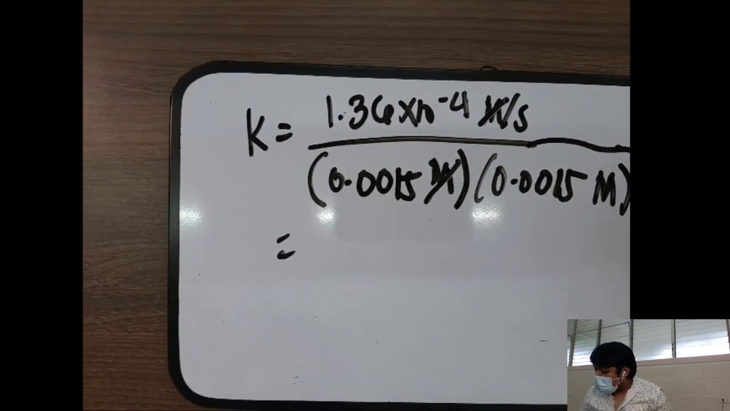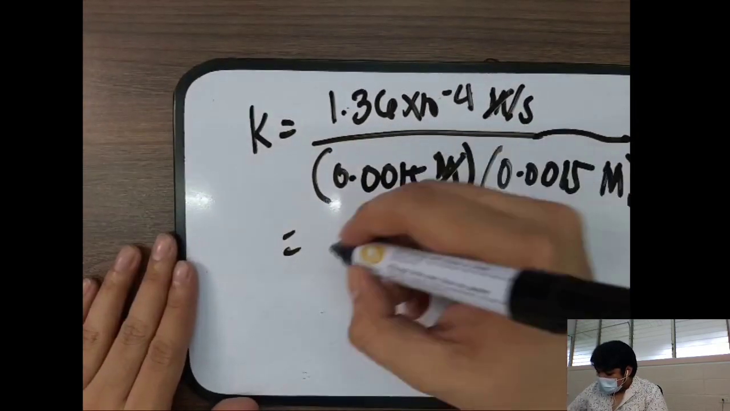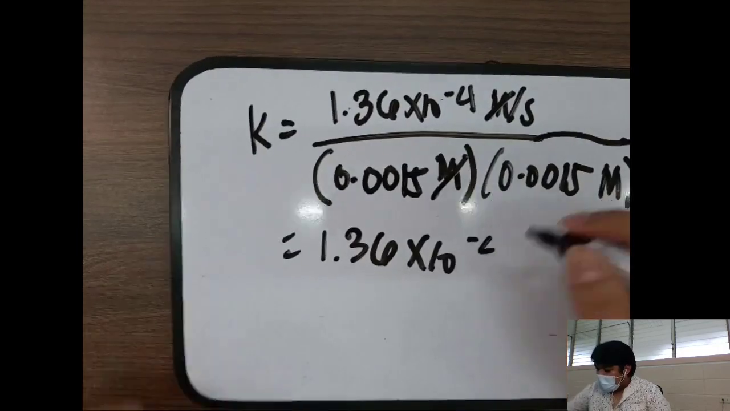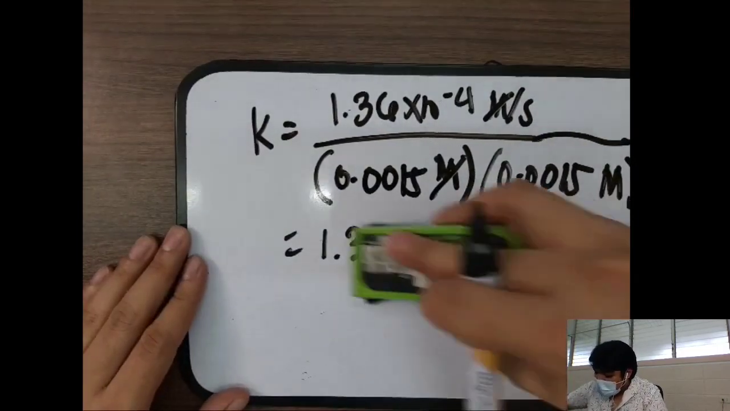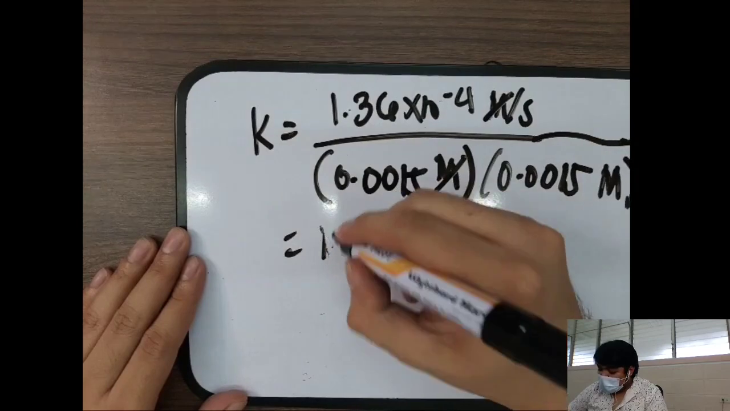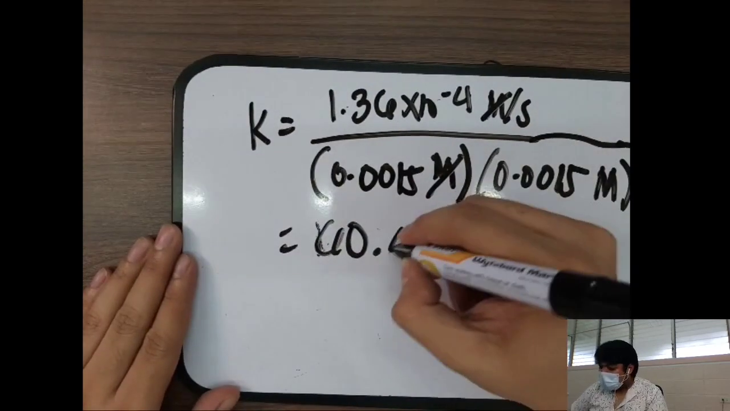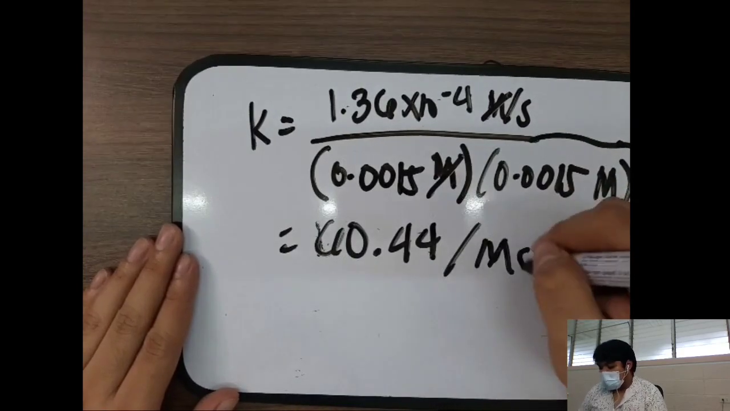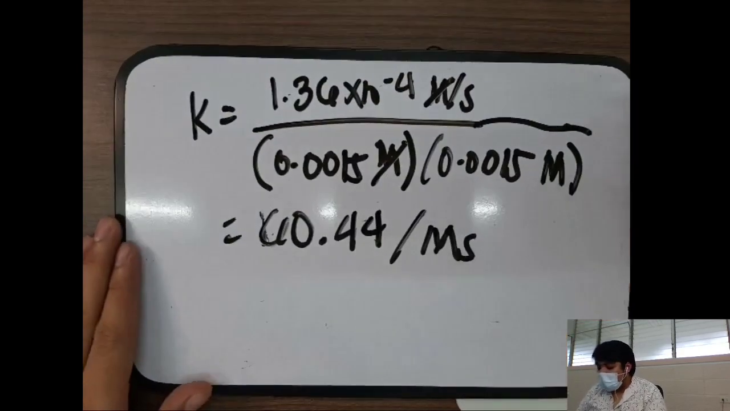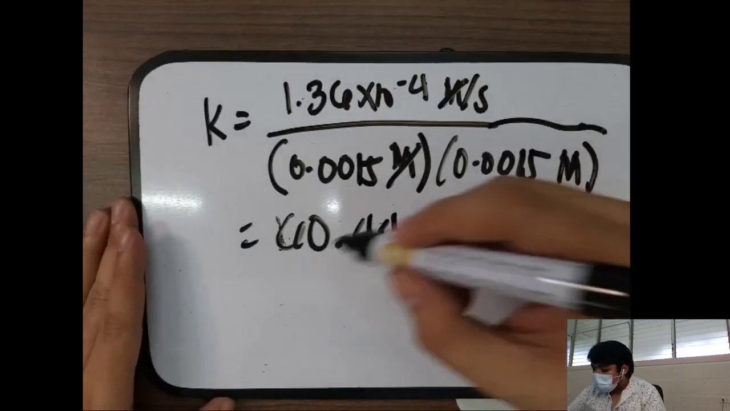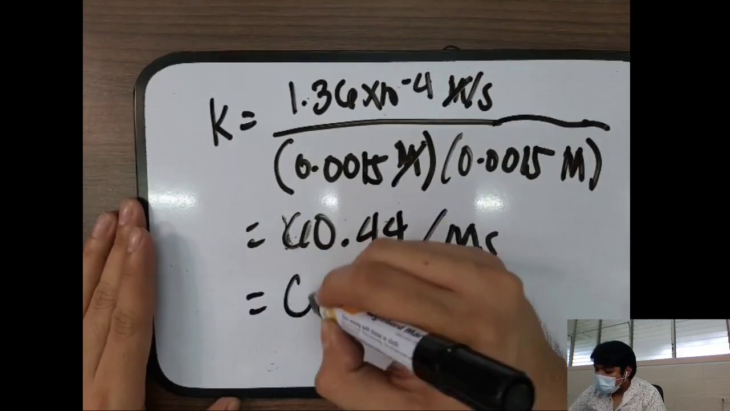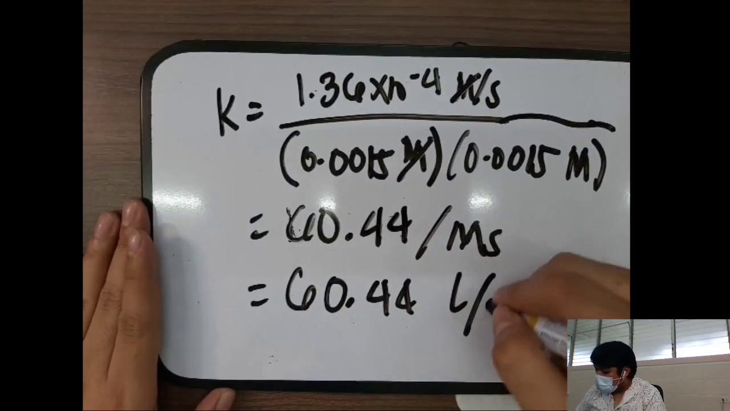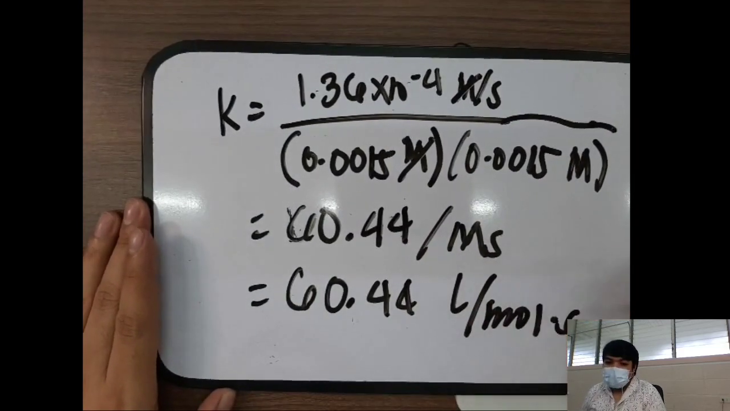So the units will now be 1.36 times 10 to the negative, so it's not 1.36. The answer is 60.44 per mole second. Okay, that's the unit. Or if you want to be very specific, it is also equal to 60.44 liter per mole second. Okay, that's the answer.